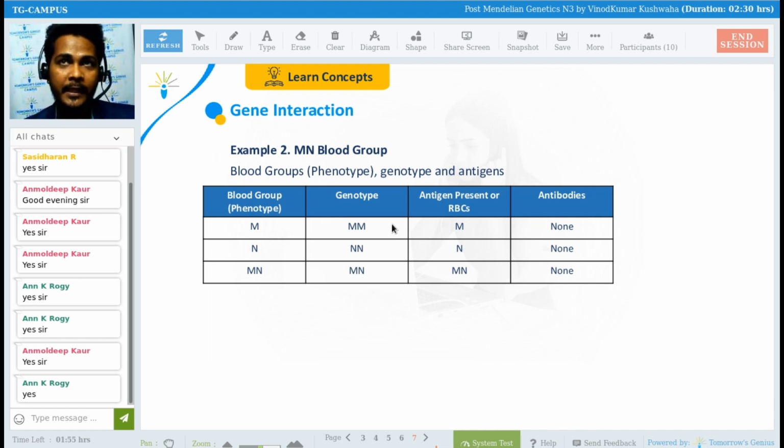Now the first example we studied was the ABO blood group. This is another example of codominance. So the MN blood group. What is this MN blood group?